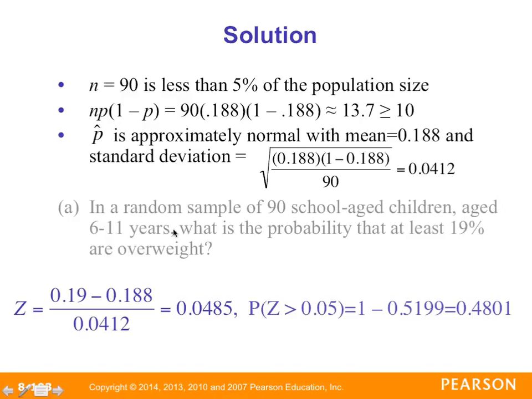And then if we want to know what's the probability that at least 19% are overweight, what we do is we calculate the z-score again. So we take 0.19, which is what you're interested in, subtract your mean, divide by your standard deviation, and then since we want at least, that means we want 19% or more. So what we would do is we would take 1 minus our table value, so we would get 0.4801.